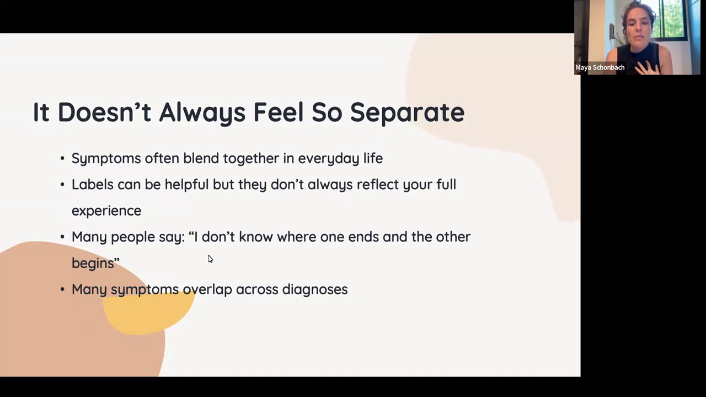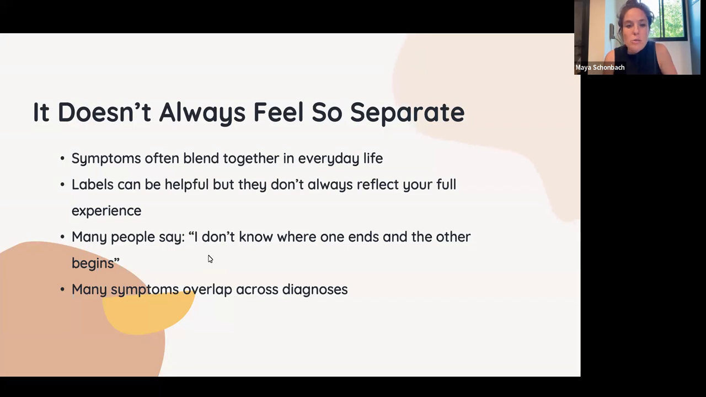So you might be asking yourself, is this intrusive thought? Is this OCD or is this anxiety? Is this an anxiety disorder? Is my procrastination a symptom of my ADHD, or it could be an avoidance behavior from my OCD? And really the truth is these symptoms, they often blend together.